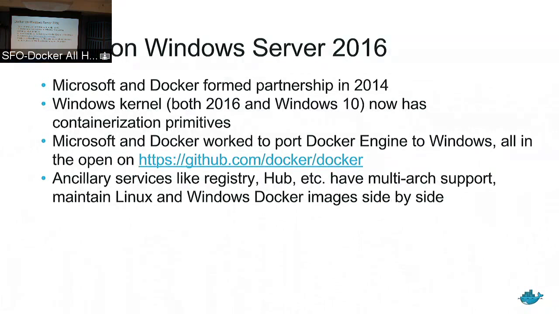To our mutual fortune, they decided that they wanted to collaborate with Docker to make that happen. So in the previous 2 years, the Windows kernel team at Microsoft has basically been adding containerization primitives to the Windows kernel. And then Microsoft and Docker together have worked on porting the Docker engine to Windows. And that's both the core engine, but also all the CLIs, Docker Compose, all the other software that forms the Docker platform.